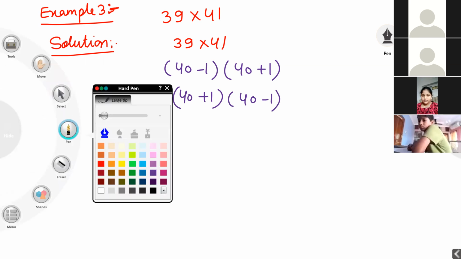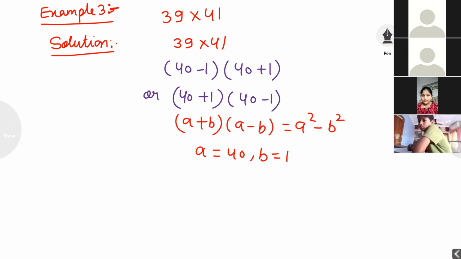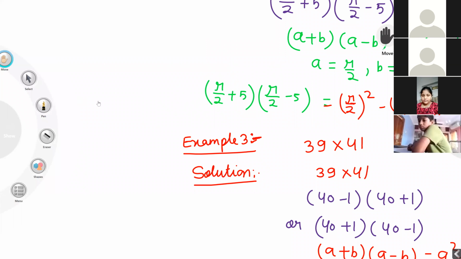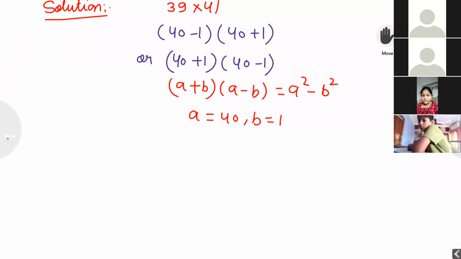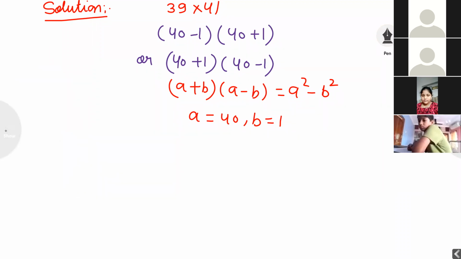The value of a is 40. The value of b is 1. A plus b, a minus b is equal to a square minus b square. The value of a is 40. The value of b is 1. Now we want to substitute the value of a and b in the given identity. 40 plus 1, a means 40, b is 1, 40 plus 1. Again 40 minus 1 is equal to a square minus b square.